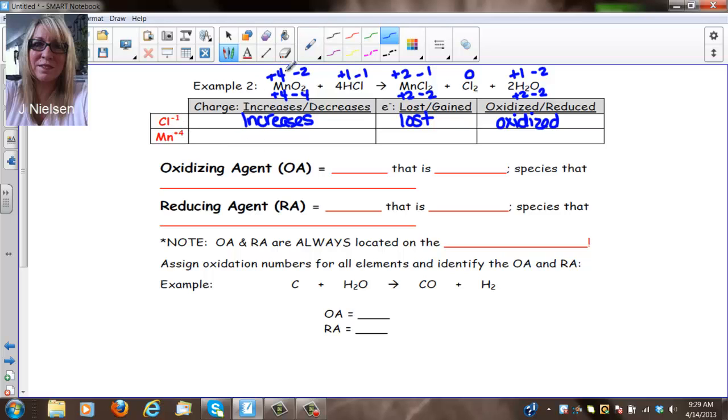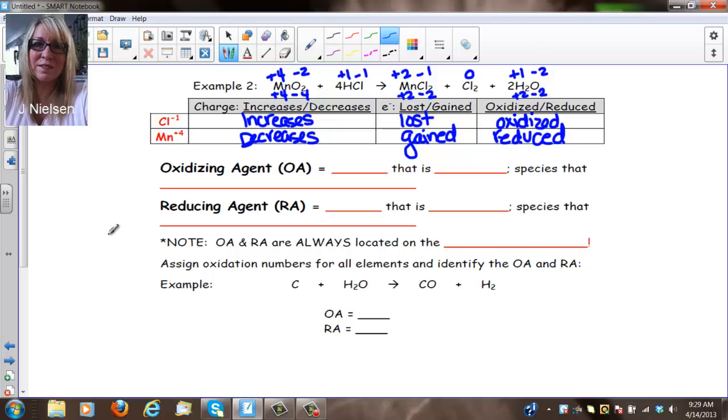Mn +4 in the MnO2 changes to Mn +2 in the MnCl2, so my oxidation number is decreasing, and when it decreases, it's because I gained electrons, because when I gain negative charge, it becomes more negative, and gain of electrons is reduction, so it is reduced.